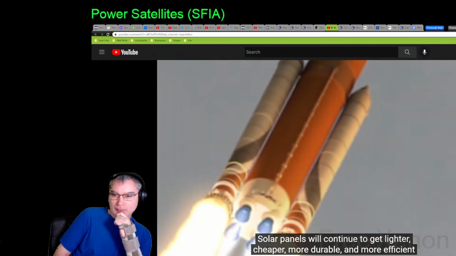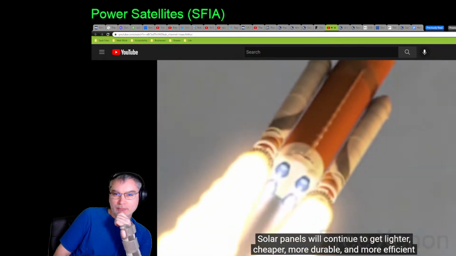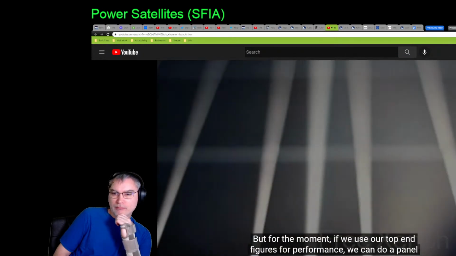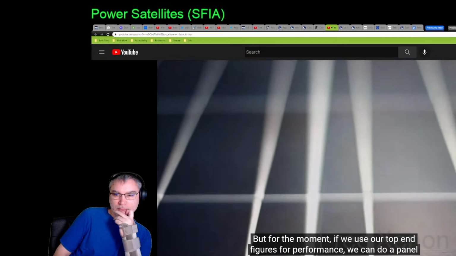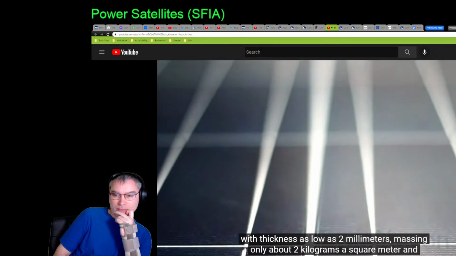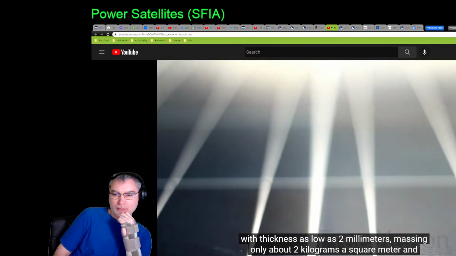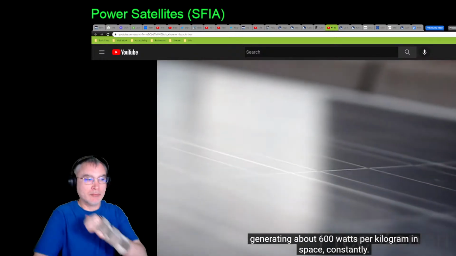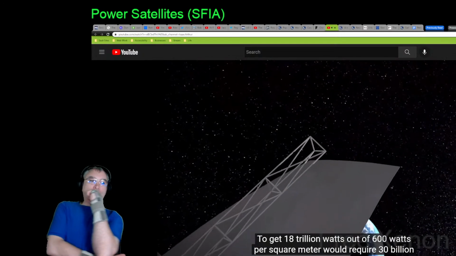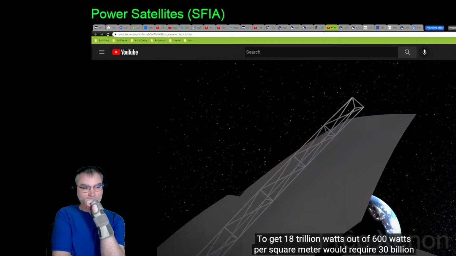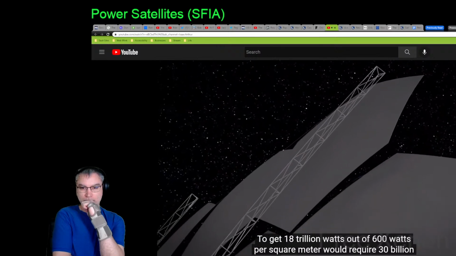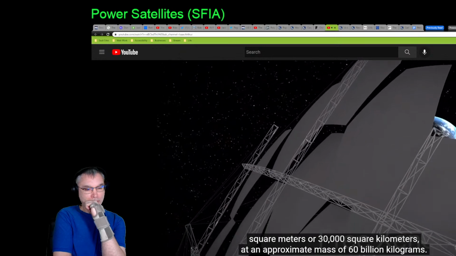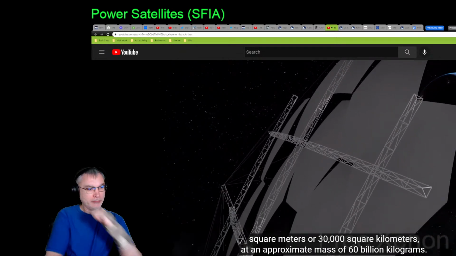Solar panels will continue to get lighter, cheaper, more durable, and more efficient as time goes on. But for the moment, if we use our top-end figures for performance, we can do a panel with thickness as low as 2 millimeters, massing only about 2 kilograms a square meter, and generating about 600 watts per kilogram in space, constantly. To get 18 trillion watts out of 600 watts per square meter would require 30 billion square meters, or 30,000 square kilometers, at an approximate mass of 60 billion kilograms.